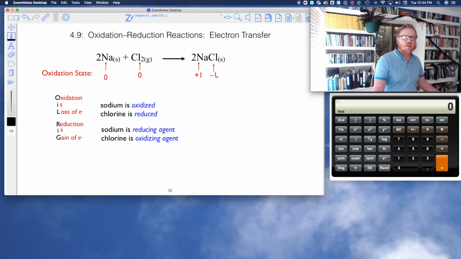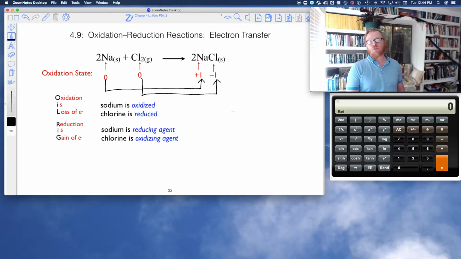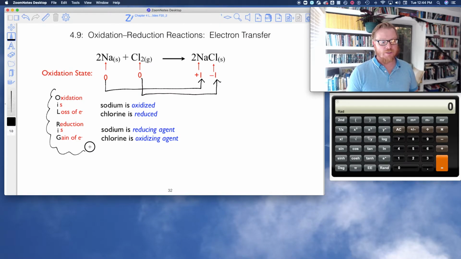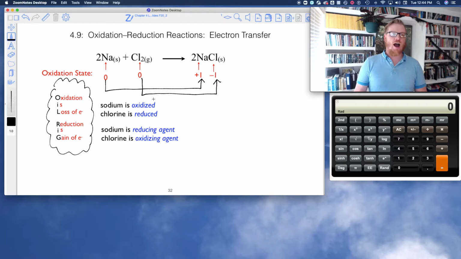Okay? So now let's look at what happened to the sodium. So in going from sodium metal to sodium plus, its oxidation state increased by 1. And going from chlorine gas to chloride anion, its oxidation state decreased by 1. So what is happening with this thing? Okay, well, we have this really famous mnemonic, right? Oil rig. Oxidation is a loss of an electron. Reduction is a gain of an electron.